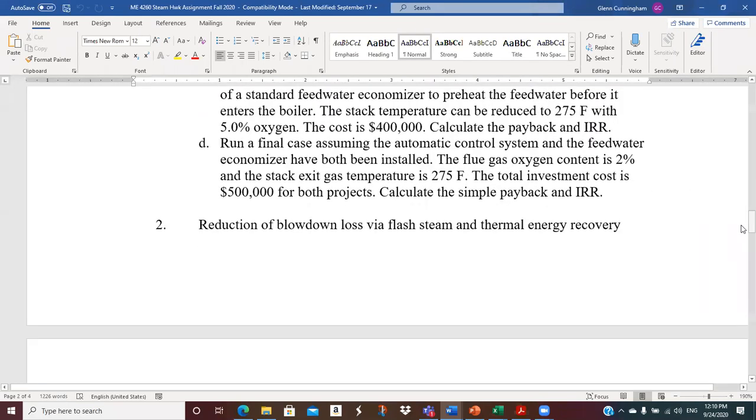And then case D, just assume that we did it all. You can go back to the original base case, say we tuned it, we put in automatic controls, and we put in the economizer. And that's going to cost, say, $500,000 for all that. What does that look like?